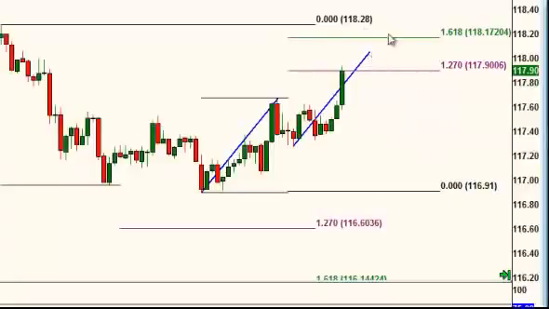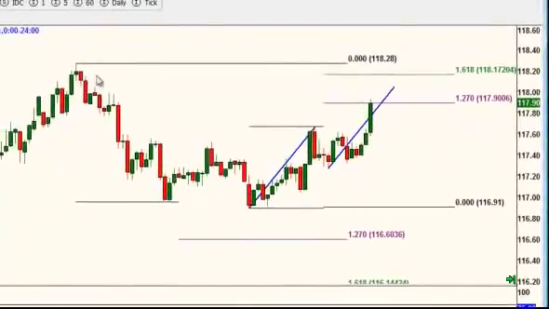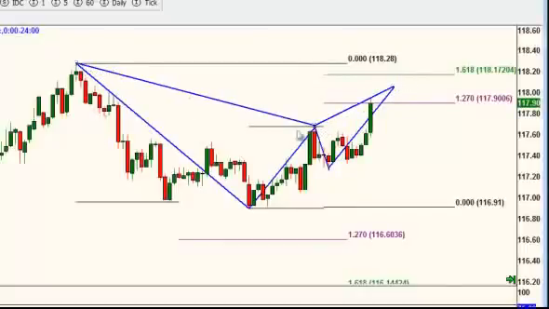what you'll see is we get a nice AB equals CD pattern right near the 1618, and looking left below the swing high, we can go ahead and draw in our Gartley pattern here. X to A to B, B to C, C to D, giving us a little Gartley pattern.